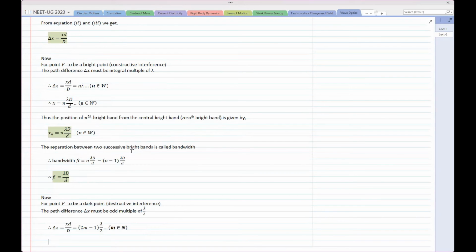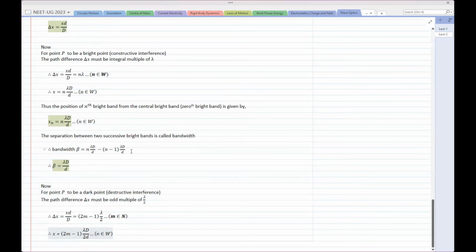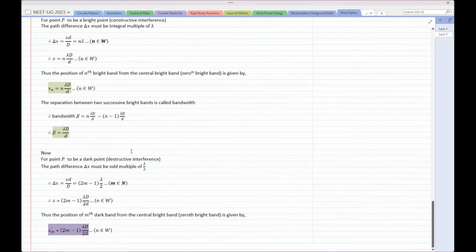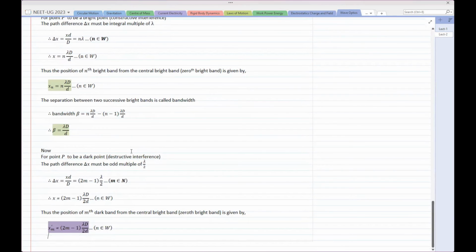So delta X is equal to X d upon D, which is (2m minus 1) lambda by 2. Just compare and we get X is equal to (2m minus 1) lambda capital D upon 2 times small d. Thus, the position of the mth dark band from the central bright fringe. The central bright band can be considered as the 0th bright band, so counting starts with 0 in that case. Hence, I am using n as a natural number, but counting starts with 1 in this case.